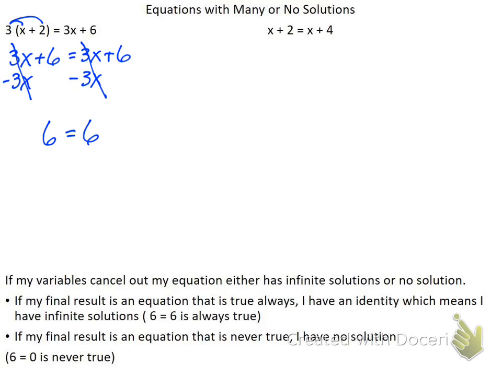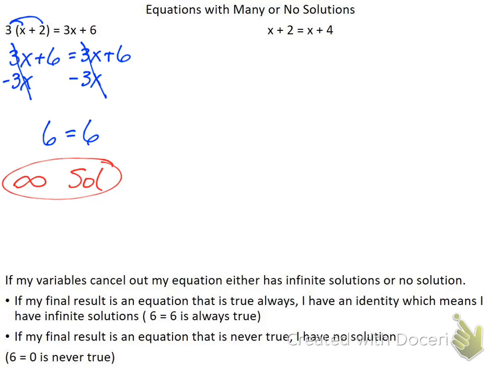And so what happens is you get, this is either always true or never true. So 6 is equal to 6. That is always true. And what always true means is that I have infinite solutions, which means any number I plug in for x, it will always be true.